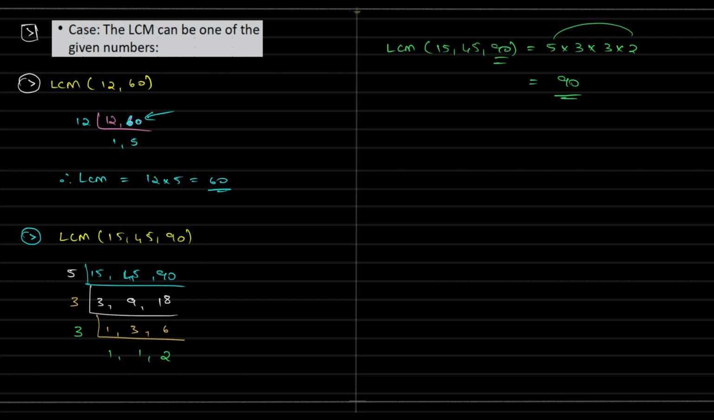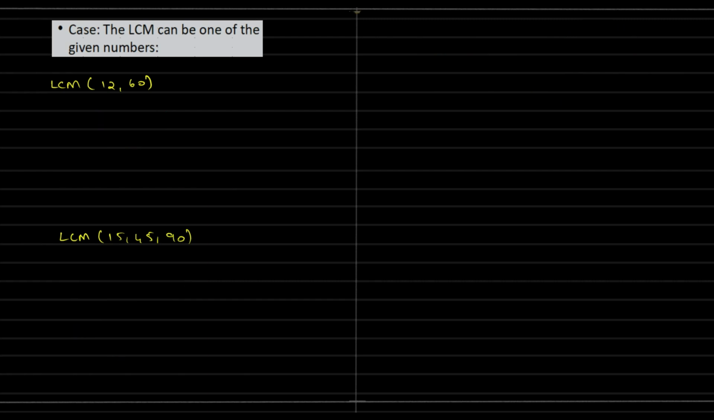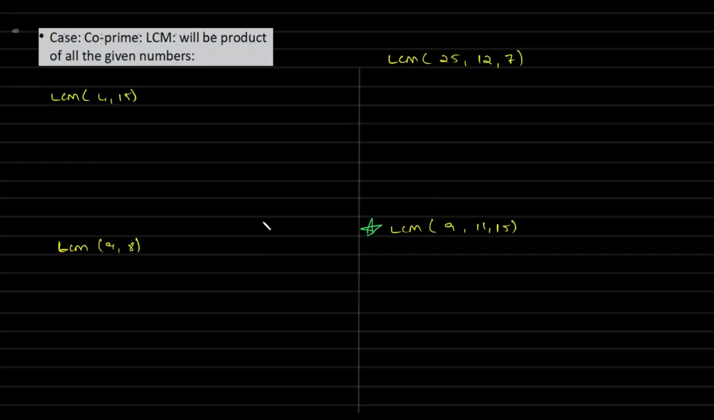Okay. Before we finish, there's a small topic. We're almost done. The last topic is when we have co-prime numbers. This is quite important because the scenario is common. When we have co-prime numbers, the LCM is the product of all the given numbers.